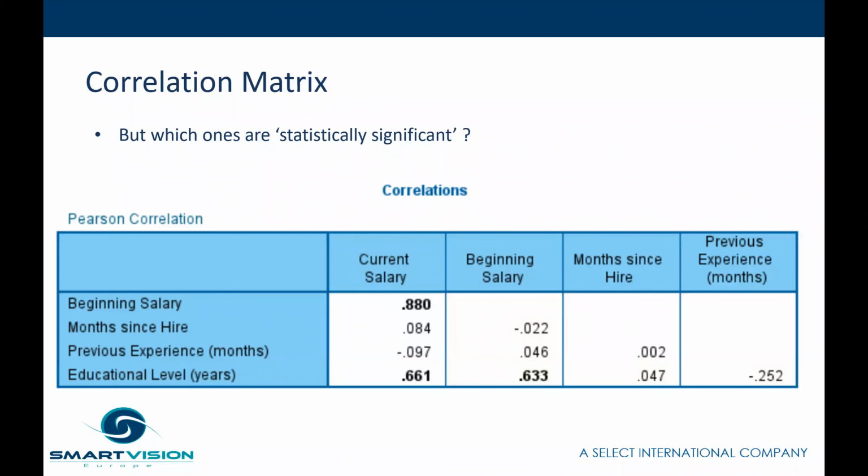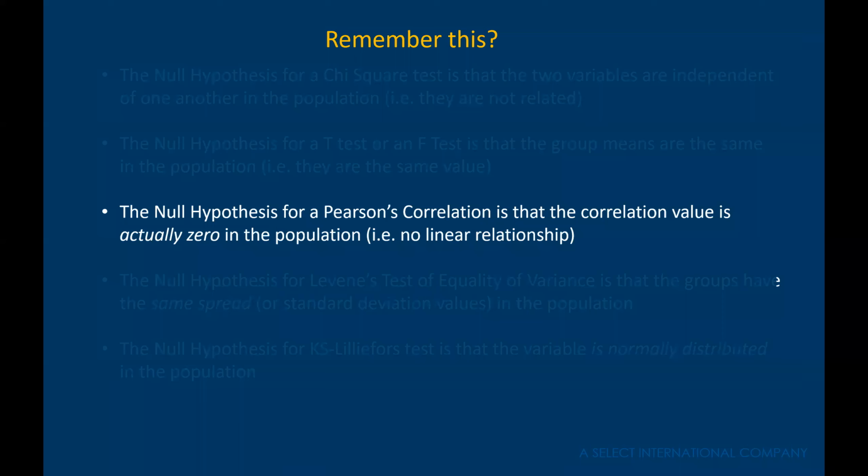Which ones are statistically significant? Well, in order to interpret that, in order to actually make sense of that, you have to return to your golden rule. And your golden rule is, what's the null hypothesis for this test? The null hypothesis for this test is that the correlation value is actually 0 in the population. Not that it's strong and not that it's weak.